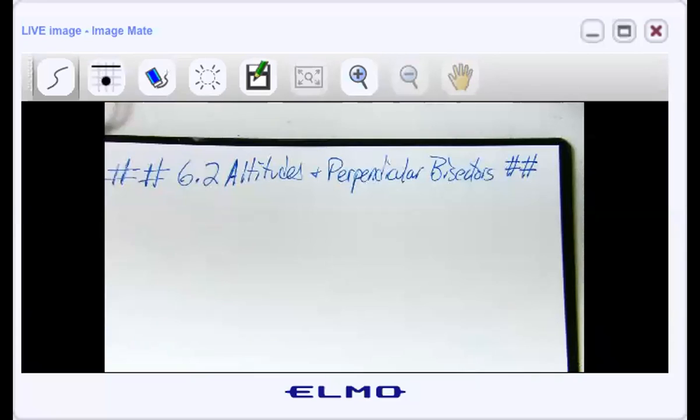All right. So yesterday we learned about a median, and that is a line segment in a triangle that we know goes from a vertex to a midpoint. All right. So now we're going to learn about two new line segments that do other things. So let's focus our attention first on altitudes.